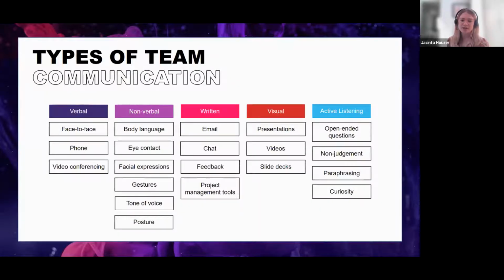So this table breaks down different types of team communication, which can help us identify where we can potentially use tools to help us with this. For example, in the current environment with COVID, a lot of us are working from home, so we really need to rely on other things that don't involve the nonverbal cues.